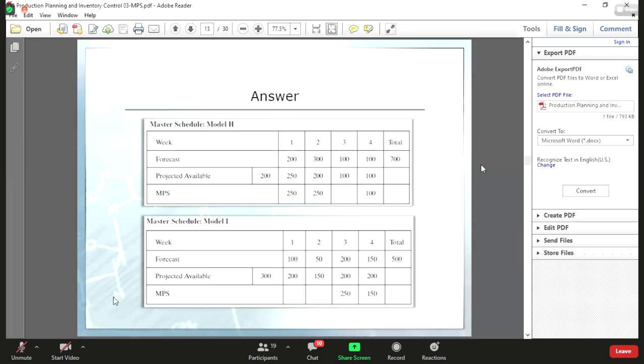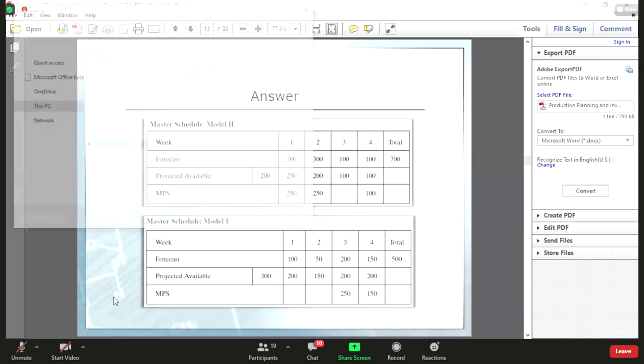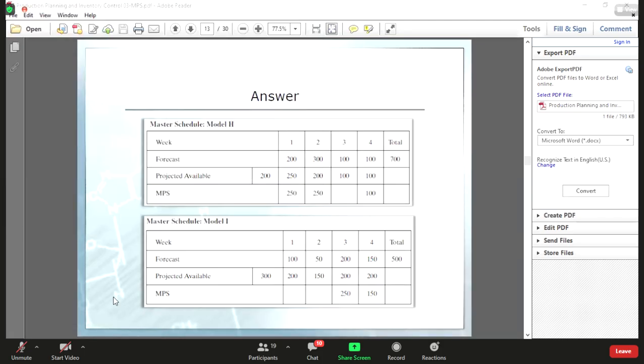Any question again, students? No question? If you ask me to share my Excel to Google Classroom, yes, I can share. So I need to save it first. Then how to name this file? Production.